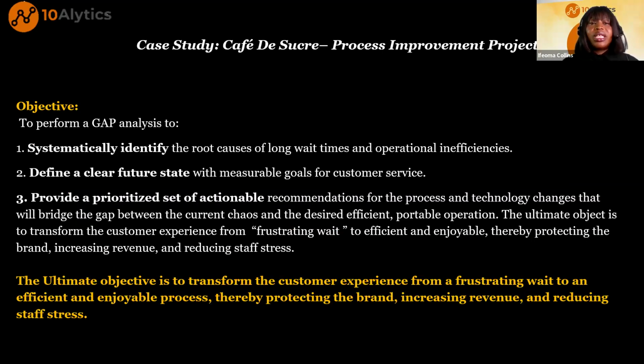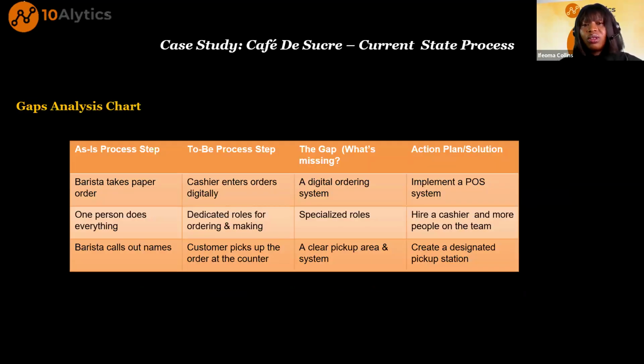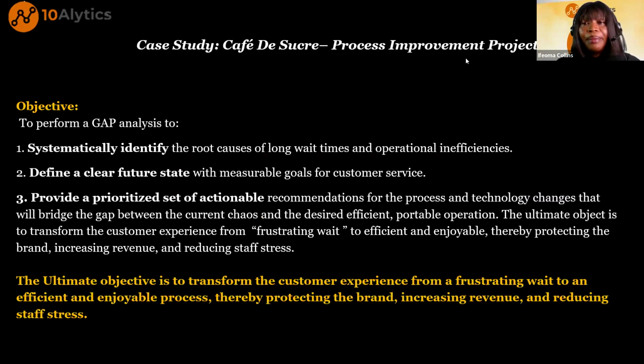So the objective for this is that we're going to perform a gap analysis, so that we understand the root cause of the issue, define a future state, and this way we'll be able to profess a solution. So we just talked about this. Let me take you to a process mapping tool that we are going to be using today, and it's called draw.io.